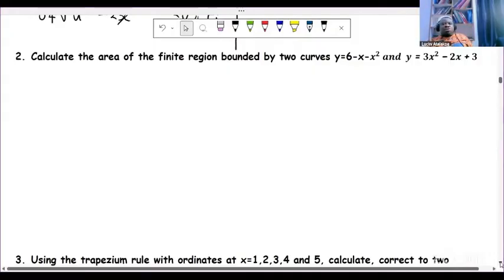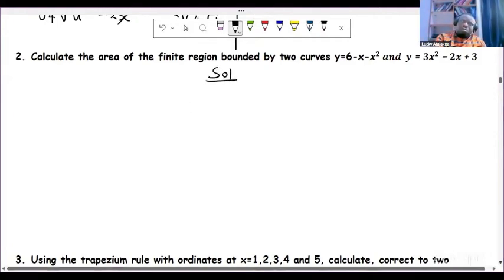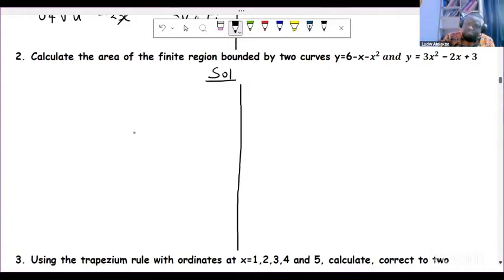In number 2, we are to calculate the area of the finite region bounded by 2 curves. And these are the 2 curves, y equals 6 minus x minus x squared, and the other one is y equals 3x squared minus 2x plus 3. So the first thing we need to do is to find the point of intersection. That's the first step.